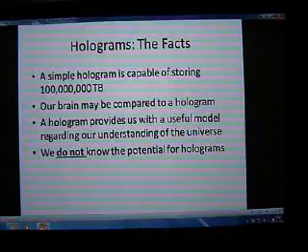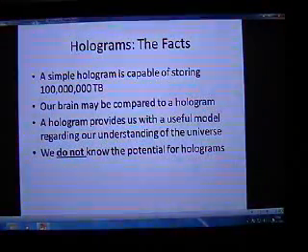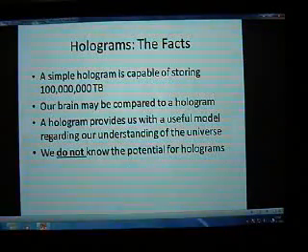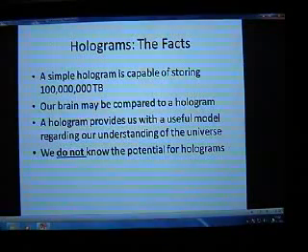The way we process information can also be compared to a hologram. Understanding our universe, therefore, and to be quite honest, we don't really understand the technology enough to know its full potential and therefore where we're going with it.